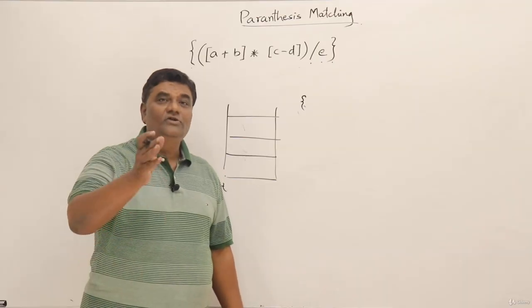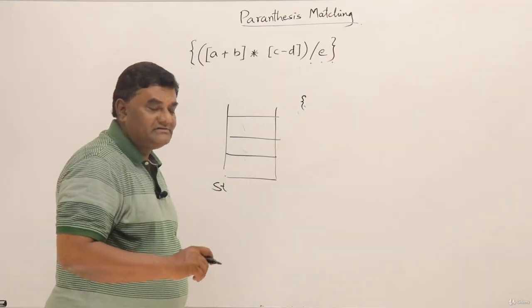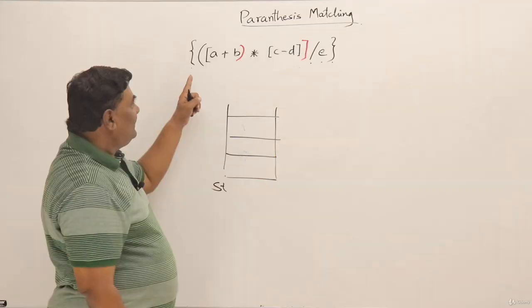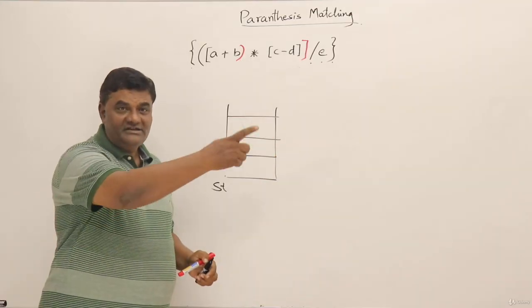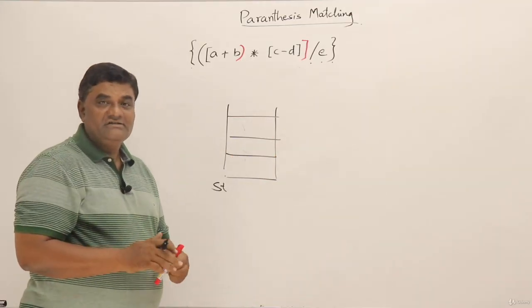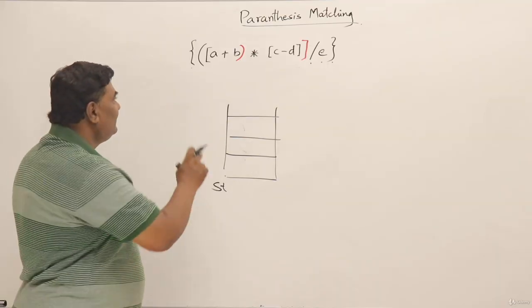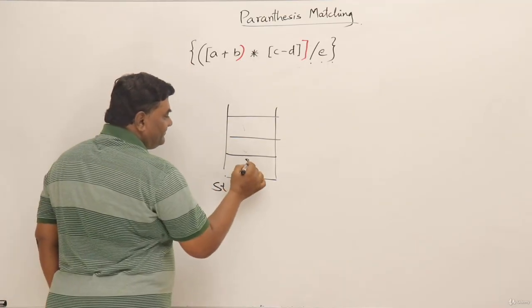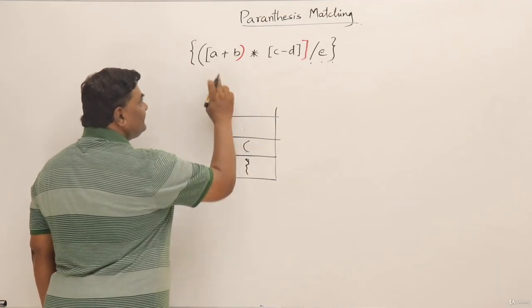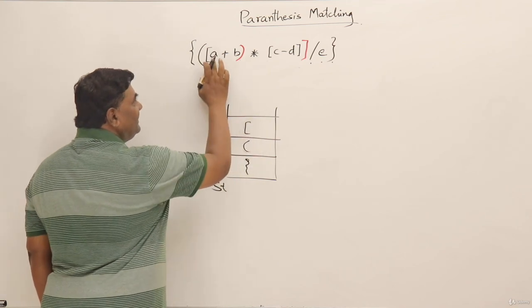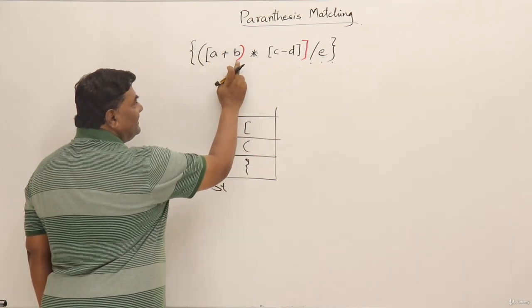Let us see if they are not balanced, then what happens. I'll change the symbols. I have changed the expression. Let us trace this one and see how it works and what problem arises. Opening bracket, push it. Opening bracket, push it. Opening bracket, square bracket, push it. A, ignore, plus, ignore, B, ignore.